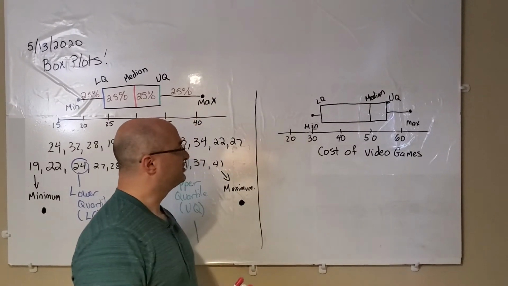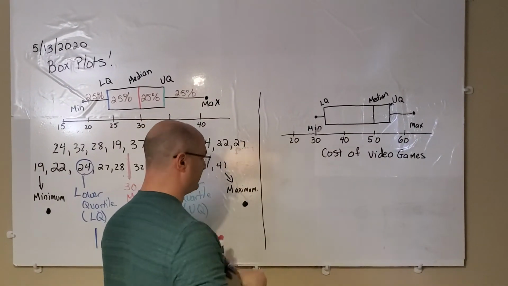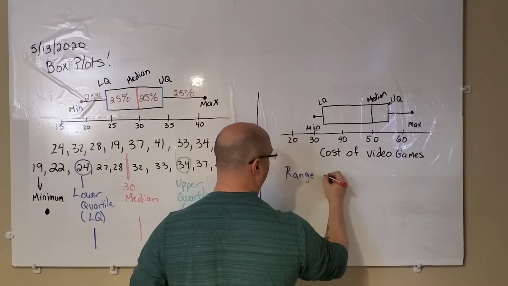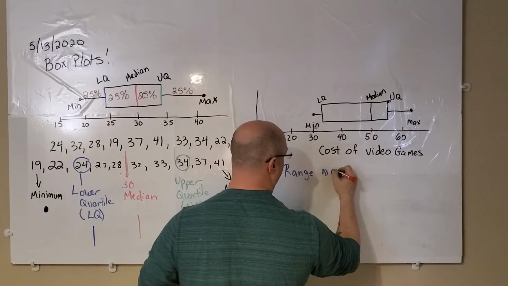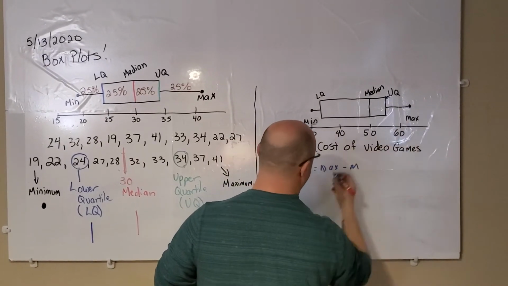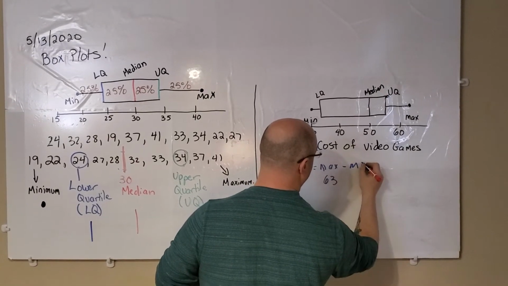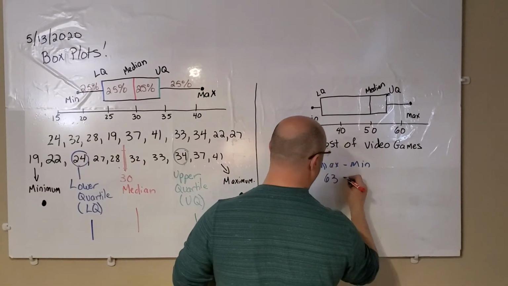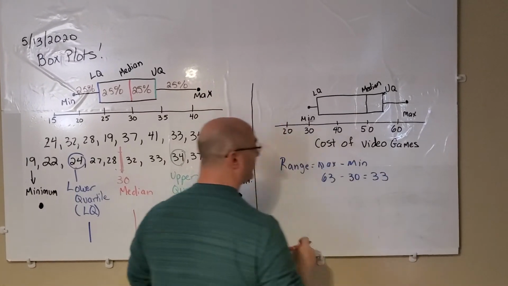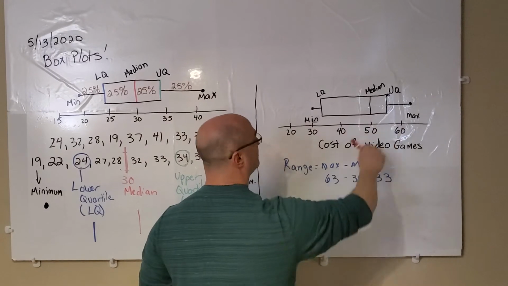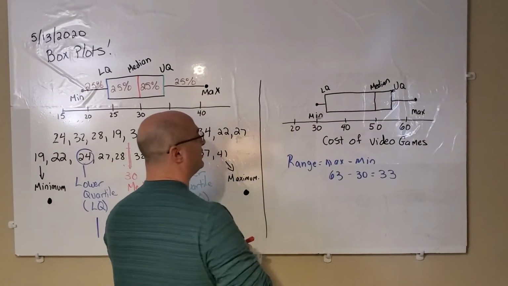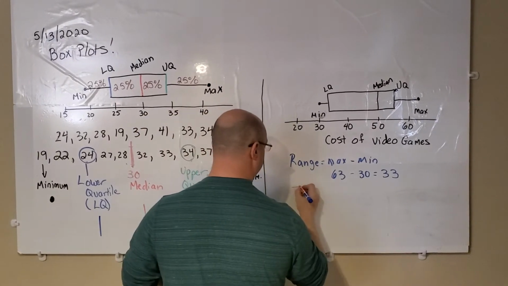So now if I was to ask you, what is the range? The range, again, is max minus min. So let's say that's 63, and we'll call our minimum 30. So our range is 33. I don't know if there's only 5 data points here. There could be 500 data points here. This is a generalization.